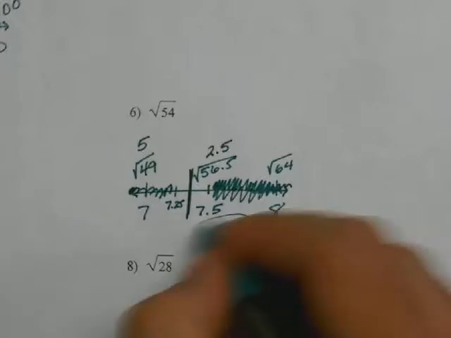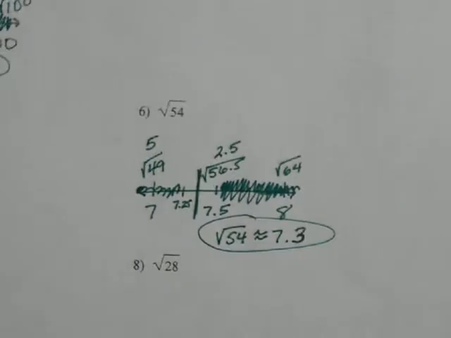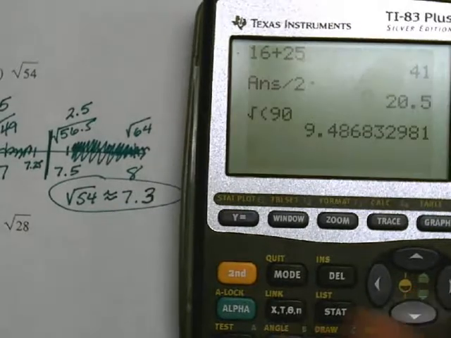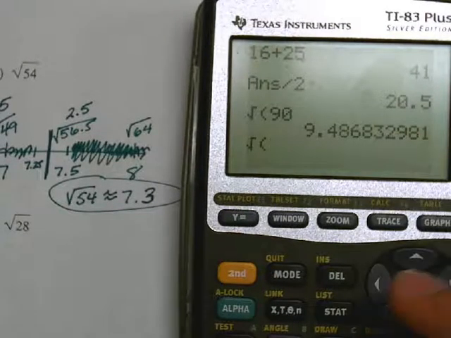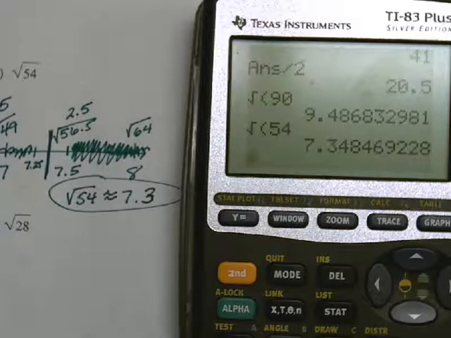Circle my final answer. Is it okay to check with a calculator? Absolutely. Check it with a calculator, and if the calculator gives you something absolutely crazy, you would want to go back and see what you did wrong. 7.34, okay? And we're just looking to the nearest tenth here. All right? So, that is that one.